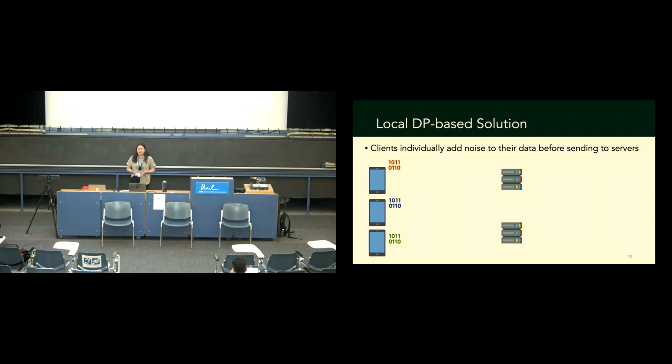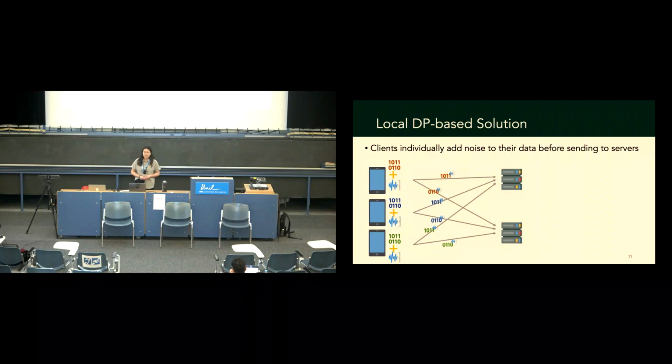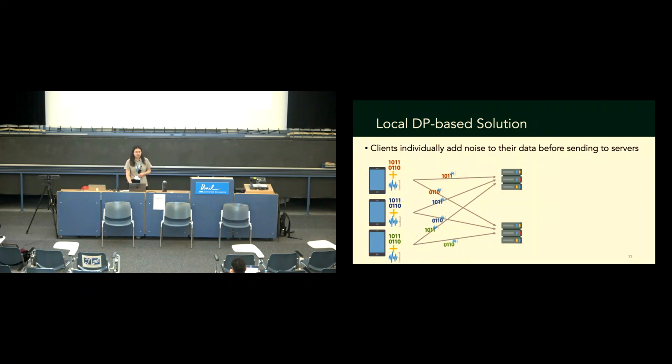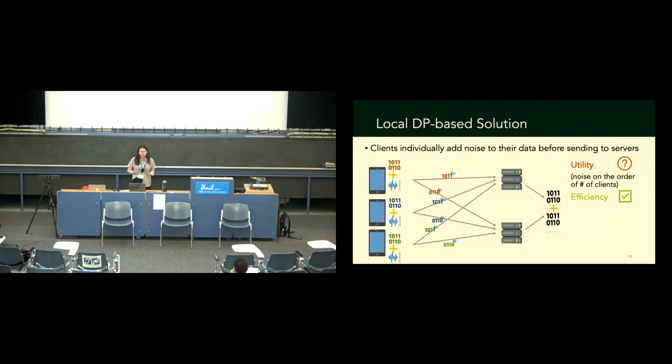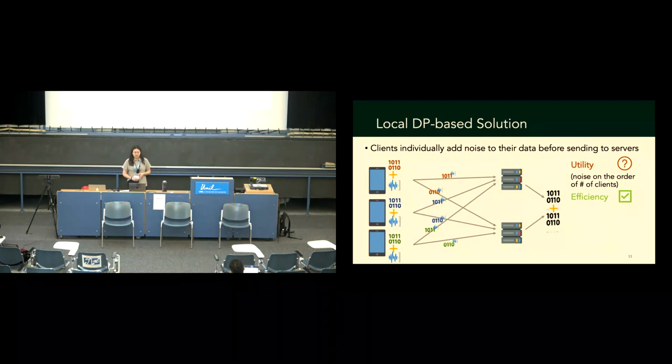On the other hand, you could have a local DP-based solution. So in the local DP-based solution, clients will individually add noise to their data before sending this to the servers. So they'll send secret shared noisy values to the servers, who will then accumulate the result, which will include that noise. And this is efficient. It's really easy for these clients to sample a single noise value and add it to their data. But we have to add noise on the order of the number of clients, which could damage the utility.